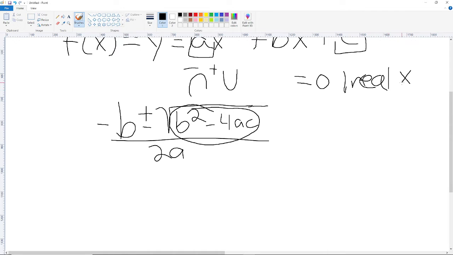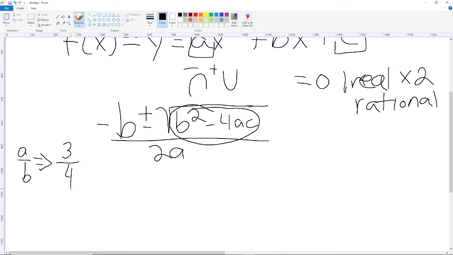and it's always repeated twice. There's always 2 solutions. So if that discriminant is equal to 0, there's only one real solution, but we say it's repeated twice, and it's said to be rational. What does rational mean? Rational is a number that can be expressed as a over b, where a and b are both integers. So things like 3/4, that's a rational number. 1 is a rational number because we can write any whole number or integer as that number over 1.